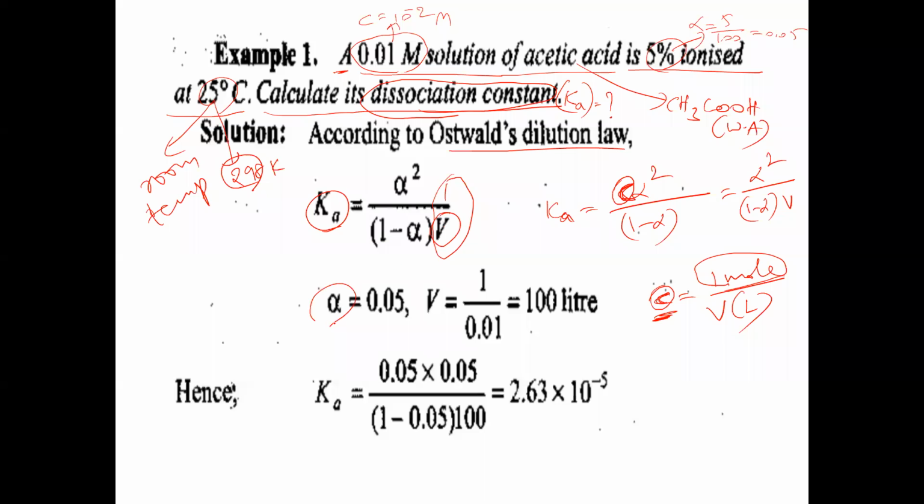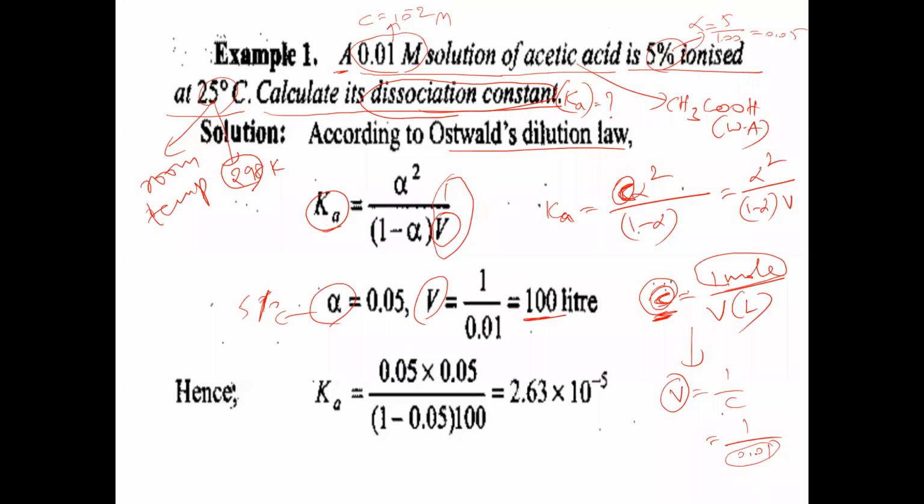Alpha is given as 5%. 5% means 5 by 100, which is 0.05. And volume is in liters. V is equal to 1 by concentration, because C is equal to 1 by V, otherwise V is equal to 1 by C. Concentration is given as 10 power minus 2, that is 0.01.